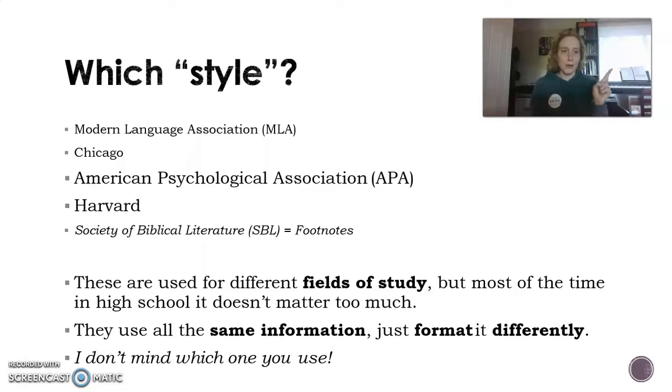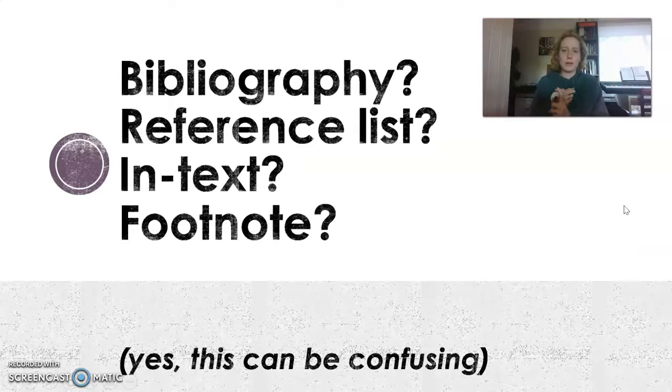But also know that I'm going to talk about footnoting in a second. The Society of Biblical Literature, for example, they specify footnotes. So I'll explain what that means in a second if you're not sure, but just know that these are all used for different fields of study. Most of the time in high school, it actually doesn't matter too much which one you do. They all use the same information, but they do format it differently. Some of them might use page numbers and others might use different things, but essentially it's the same info, just formatted differently. So, yes. Now, we've got bibliography, reference list, in-text referencing, footnote referencing.